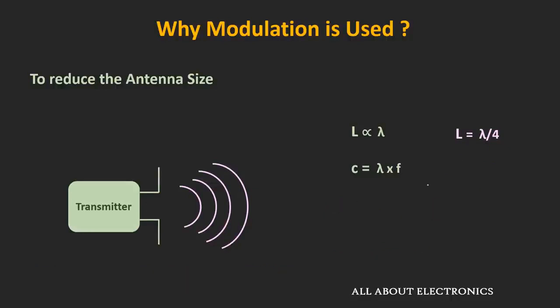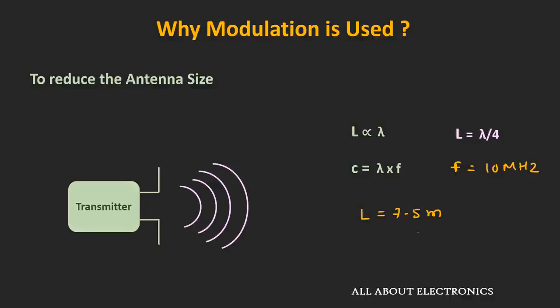On the other hand, if the signal is transmitted at, let's say, 10 MHz, then the length of the antenna will reduce by a factor of 1000. That means in that case, the length of the antenna will be equal to 7.5 meter. And in fact, this size of the antenna is manageable, right? So that is one of the reasons for modulation.